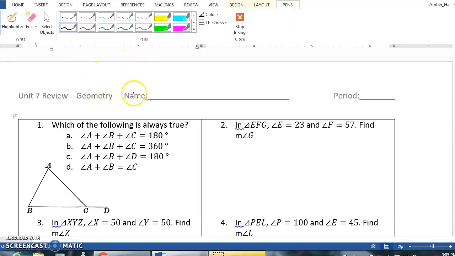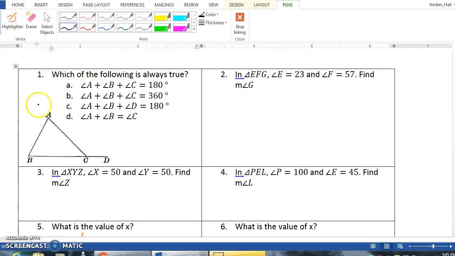Alrighty, so we are going to be going over the Unit 7 review. Number 1, which of the following is always true? Angle A, angle B, and angle C, they add up to 180 degrees. This is always true because it is a triangle, and triangles add up to 180 degrees, so we can just stop right there. The answer is A.